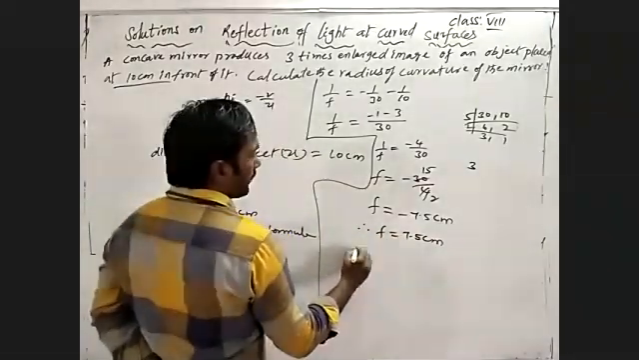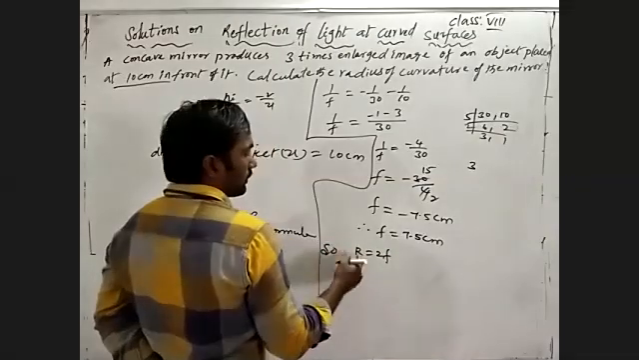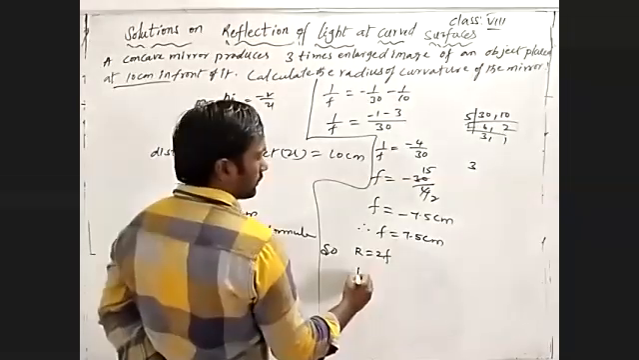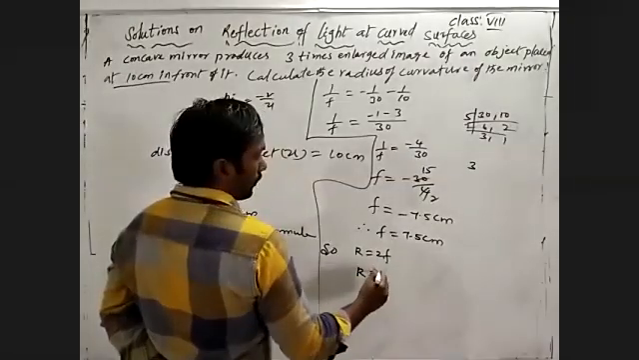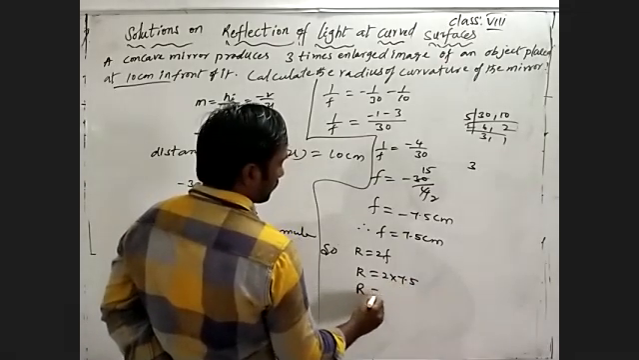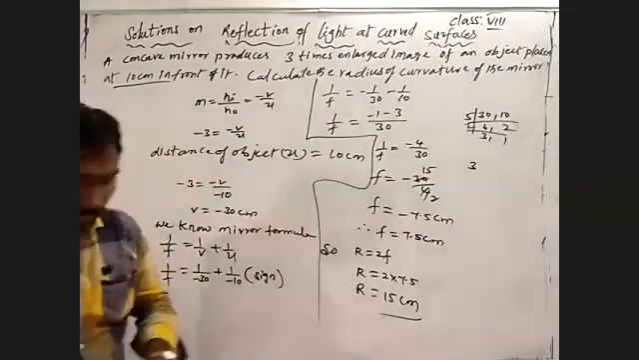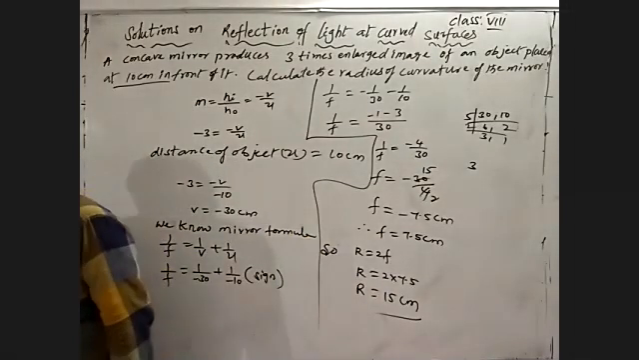Then the radius of curvature is 2 times the focal length. So the radius of curvature is equal to 2 into the focal length, 7.5. So r is equal to 15 centimeter. The radius of curvature is 15 centimeter.